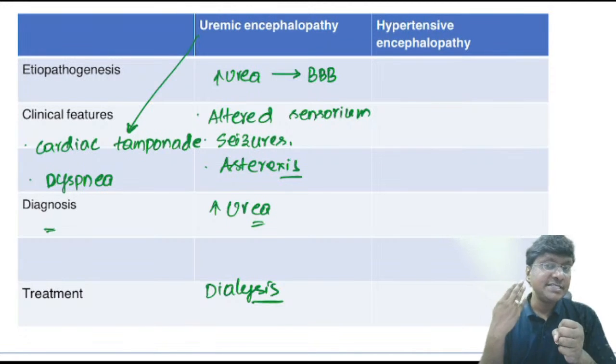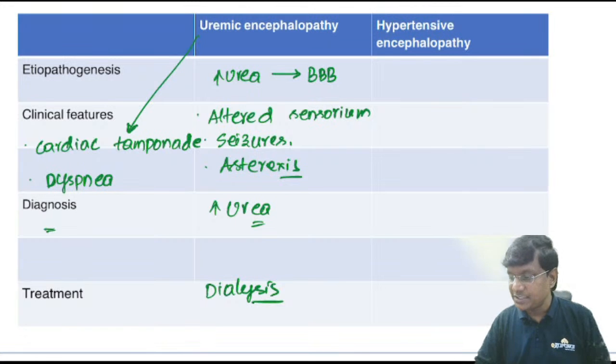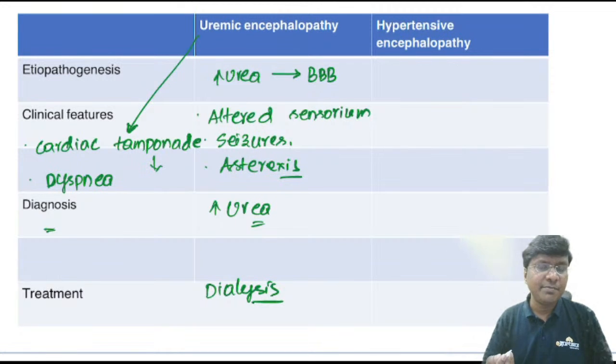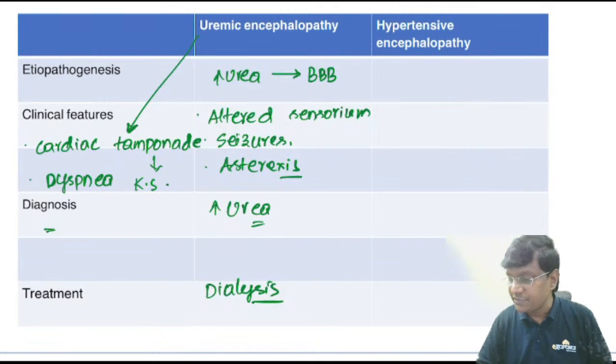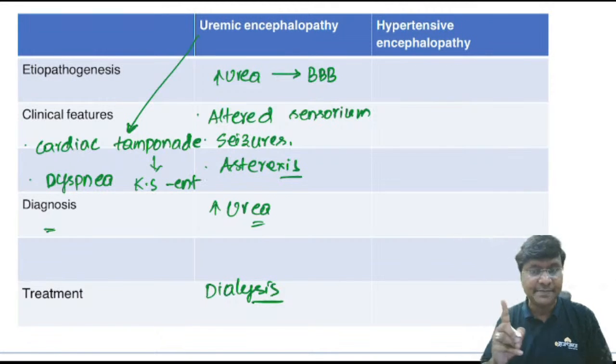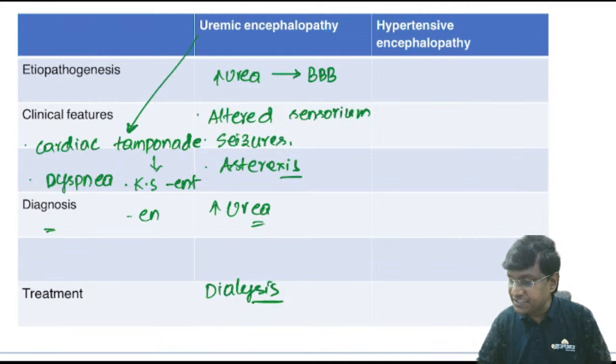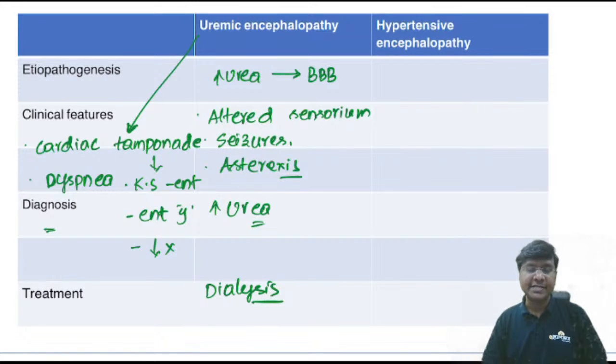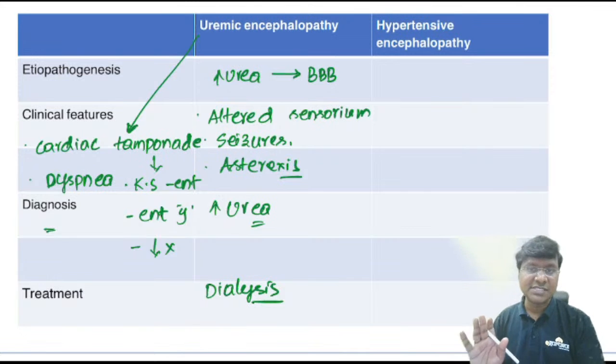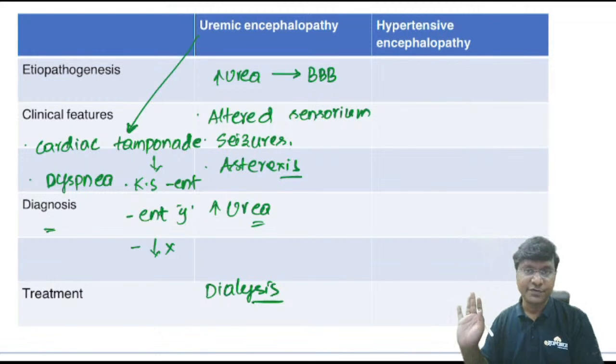And this raised JVP in case of cardiac tamponade is very, very important. What is that very important point? First and foremost, the Kussmaul sign will be absent, and there will be an absent Y descent. And how will be the X descent? There will be a prominent X descent in patients with cardiac tamponade. So these will be the JVP findings in patients with cardiac tamponade. So this is about uremic encephalopathy.